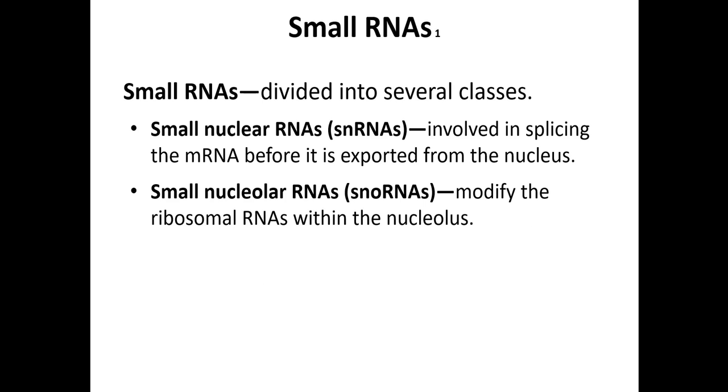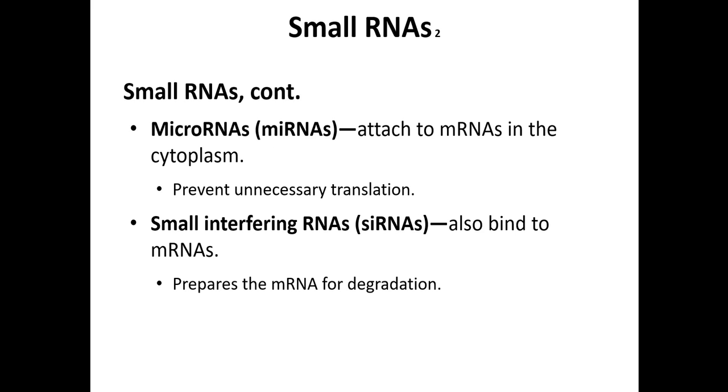Small RNAs are divided into several classes and are involved in splicing, modification, and regulation of mRNA. Small nuclear RNAs, snRNAs, and also the small nucleolar RNAs, snoRNAs. We also have microRNAs, miRNAs, which are attached to the mRNAs in the cytoplasm, and they prevent unnecessary translation. We also have the small interfering RNAs, siRNAs, that can bind to mRNAs, and they can then prepare mRNA for degradation and breakdown.